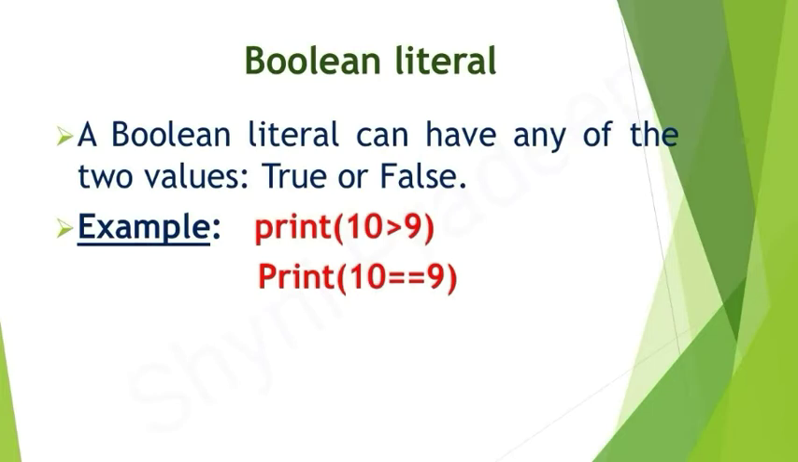Print 10 is greater than 9. This is the expression. So you have to evaluate this expression and it returns the result true or false. It returns true, because 10 is greater than 9. So it returns the result true. Next see another example. Here expression is given 10 is equal to 9. This is false. So it returns the result false. This is the Boolean literal.